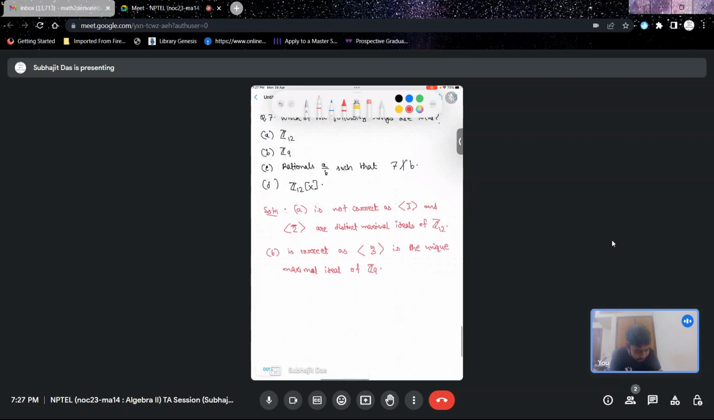Okay, so option A is correct, option B is correct, option C is correct. What is C? It consists of all rationals such that 7 doesn't divide the denominator of the rational, right? So this ring is precisely isomorphic to the local ring Z localized at the prime ideal generated by 7.